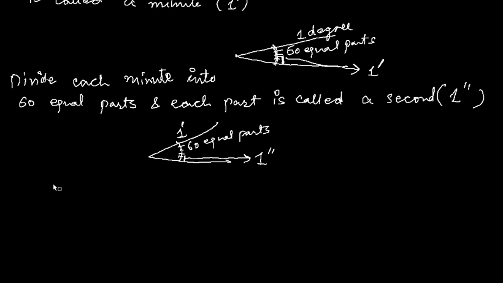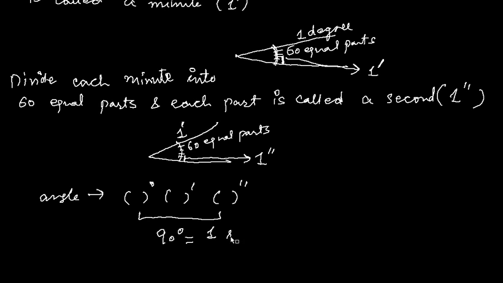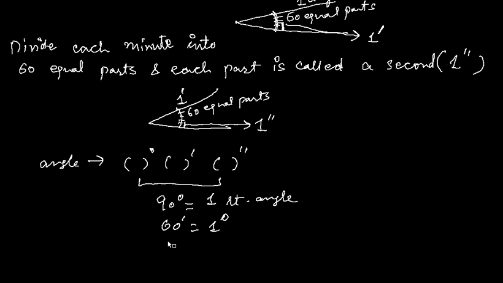Right? So in the case of the sexagesimal system, you are measuring your angle in terms of degrees, and then minutes, and then seconds, such that 90 degrees is equal to 1 right angle, 60 minutes is equal to 1 degree, and further 60 seconds is equal to 1 minute. This is what happens in the case of the sexagesimal system of measurement of angle.